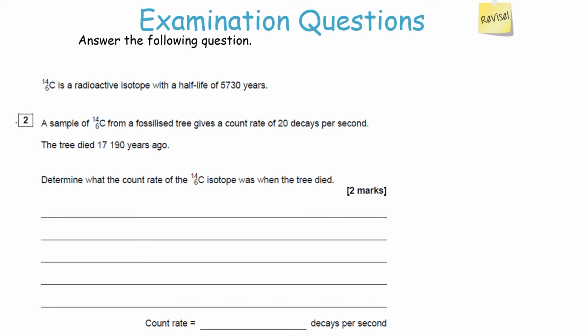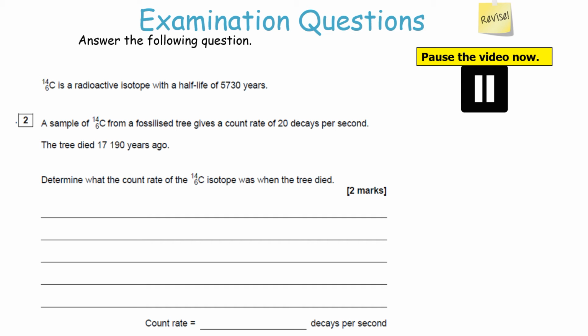Let's look at the next question. Carbon-14-6 is a radioactive isotope with a half-life of 5,730 years. The sample of carbon-14-6 from the fossilized tree gives a count rate of 20 decays per second, and the tree died 17,190 years ago. Determine what the count rate of the isotope was when the tree died. So pause the video now, then unpause the video when you want to go through the answer.